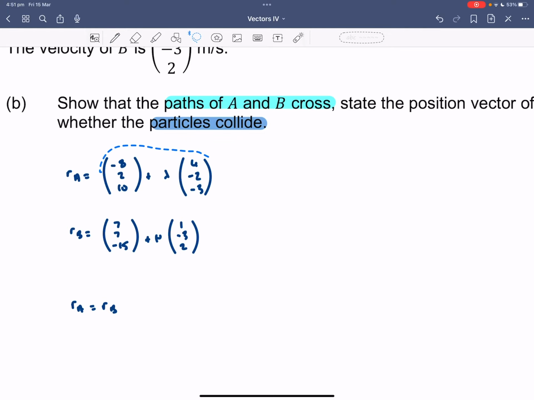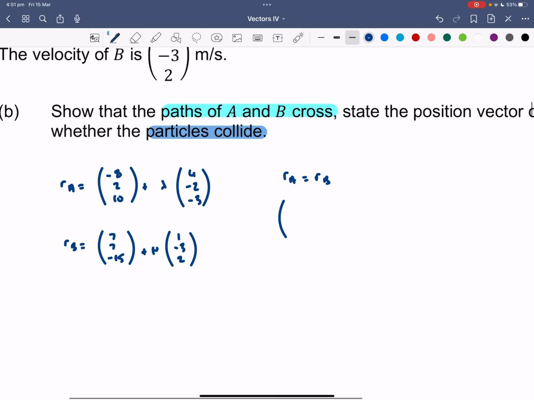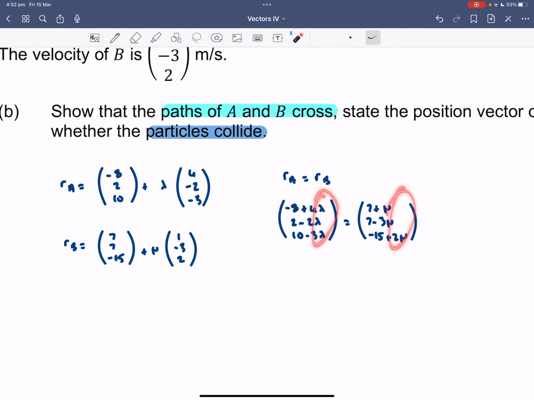So we let these two equal each other: position of A equals position of B. Where is A at any point in time? We group it all together with the lambdas. So A is -8 plus 4 lambda, 2 take 2 lambda, and 10 take 3 lambda. And B, merged together, is 7 plus mu, 7 take 3 mu, and -15 plus 2 mu. I hope you realize that there are two unknowns, lambda and mu, despite there being 3 equations, the i's, the j's, and the k's.